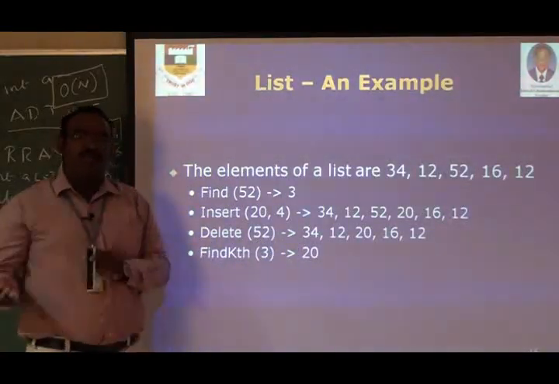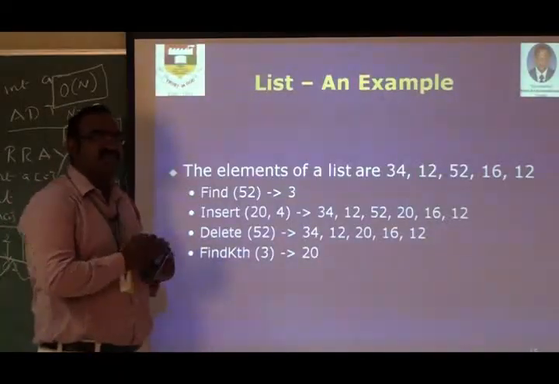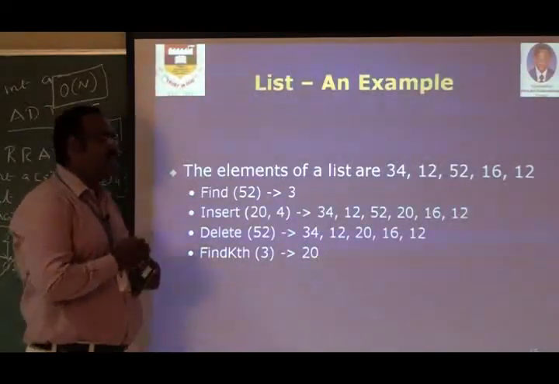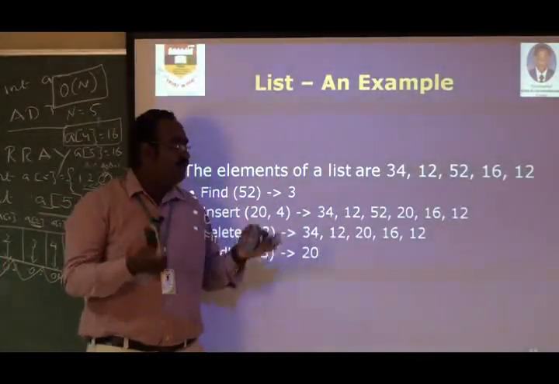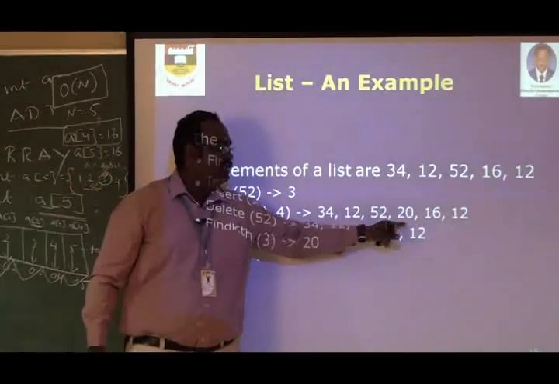Then all other position data has to be moved to the previous positions, because A of 3 is 52. Once deleted, there is no value for the particular position. But there is another 20, 16, 12.